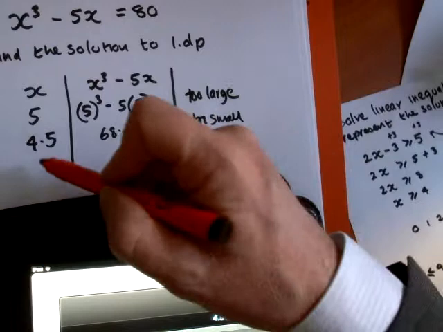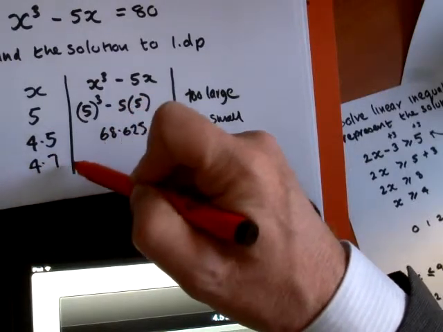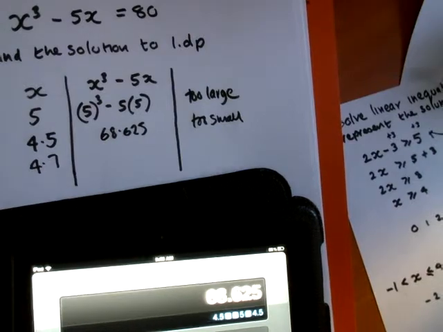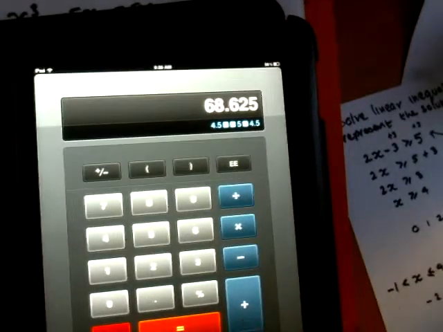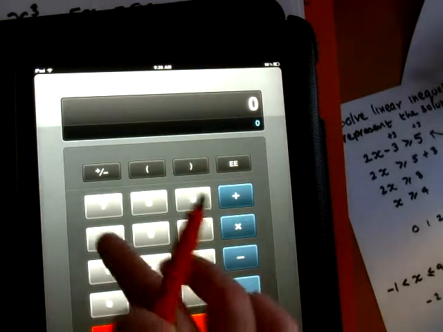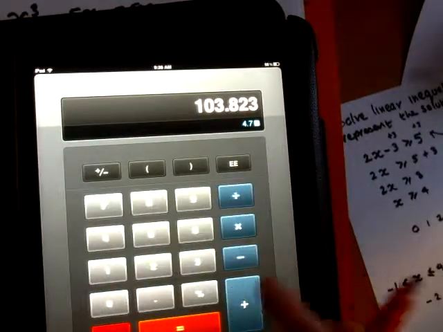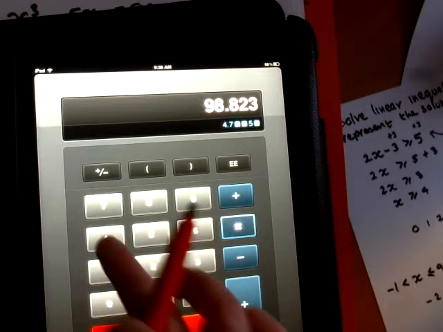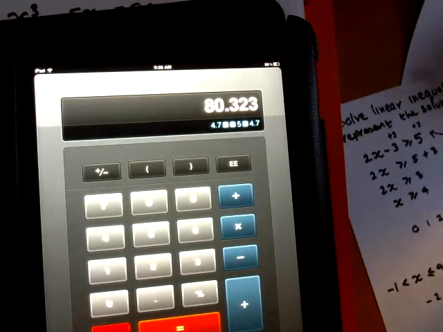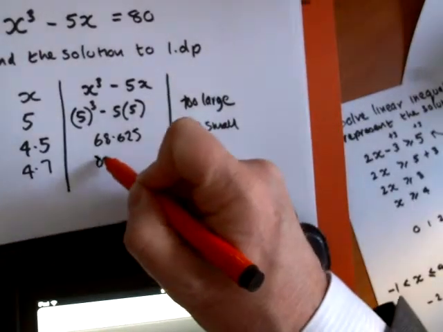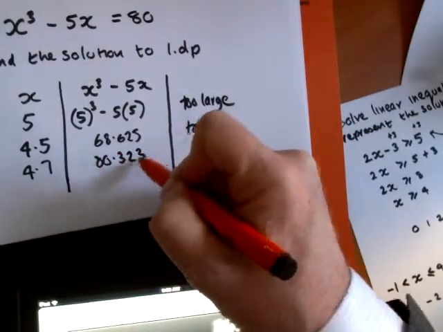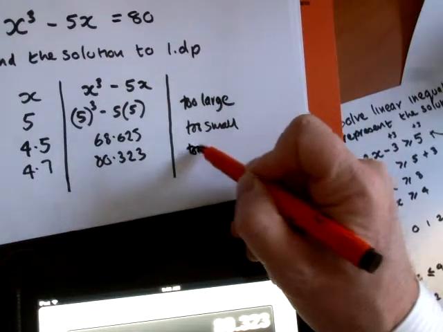So I'm now going to jump up to 4.7. I think I'm going to need to make it a bit bigger than 4.6 to get close. Bring my calculator back in. So we've decided to try 4.7. So 4.7 cubed minus 5 times 4.7. And we'll hit equals, and that's 80.32. So we've got very close that time. I'll write my answer in, 80.323. This was too large, but it's very close.